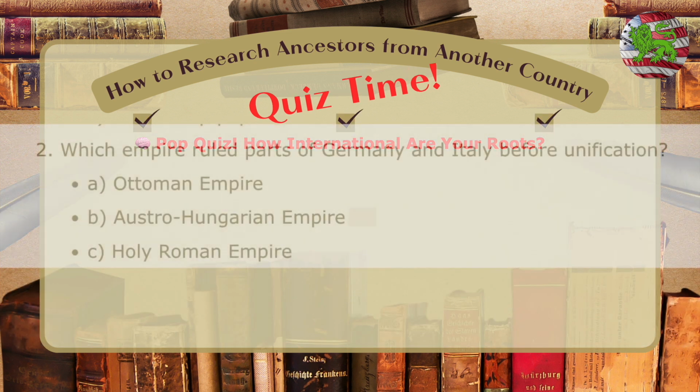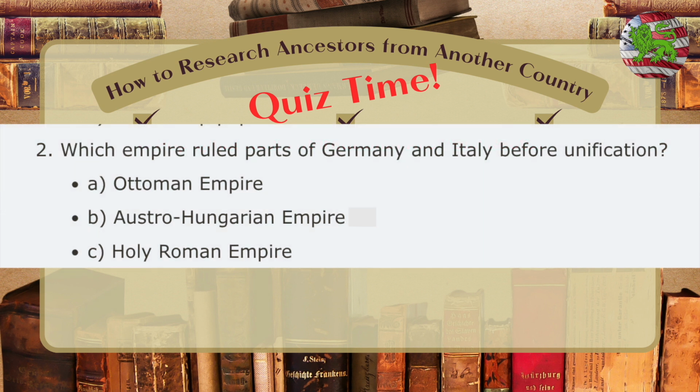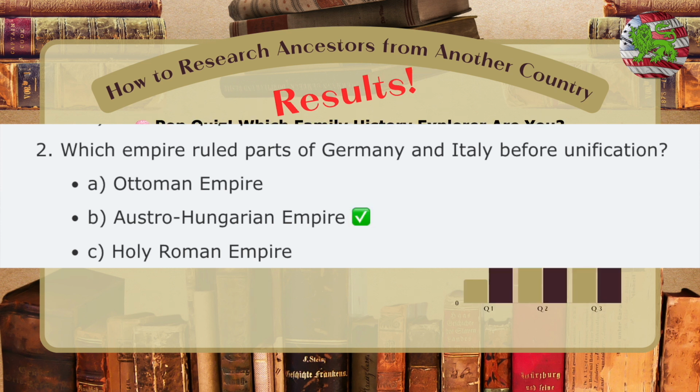Number 2. Which empire ruled parts of Germany and Italy before unification? A, the Ottoman Empire, B, the Austro-Hungarian Empire, or C, the Holy Roman Empire. Are you thinking? All right, here's the answer. It's once again B. It's the Austro-Hungarian Empire. Yay, if you got that right, stand up and give yourself some applause.